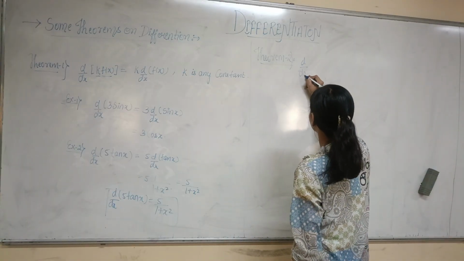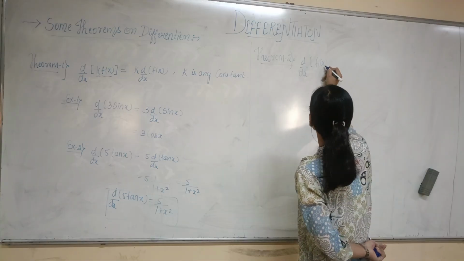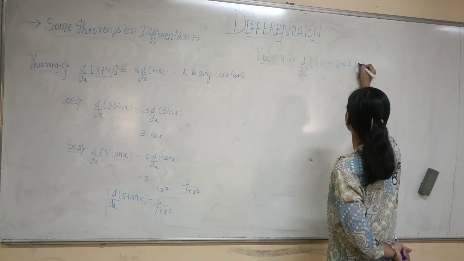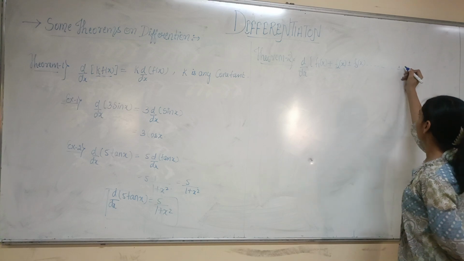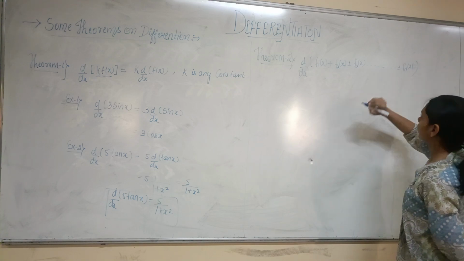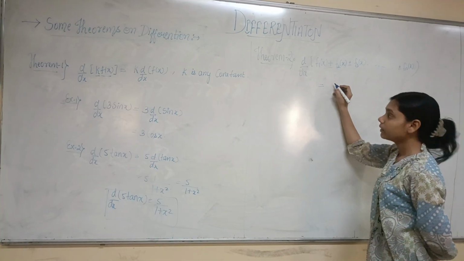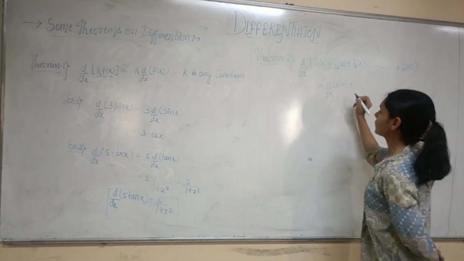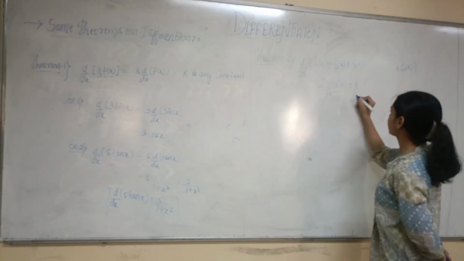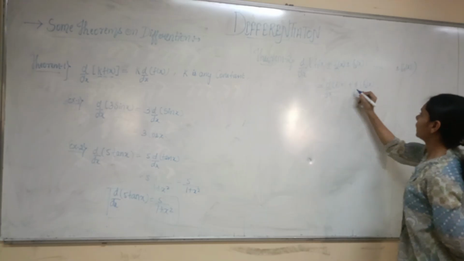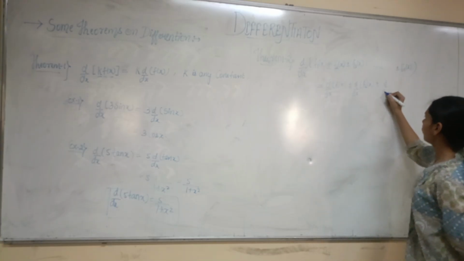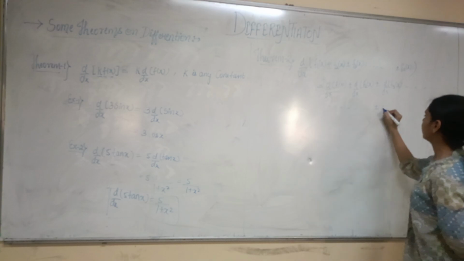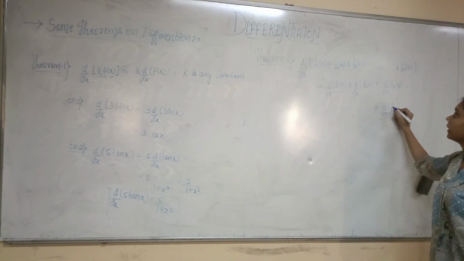d by dx of [f1(x) ± f2(x) ± f3(x) ± ... ± fn(x)] is equal to d by dx of the function f1(x) plus or minus d by dx of the function f2(x) plus or minus d by dx of the function f3(x) and so on, plus or minus d by dx of the function fn(x).